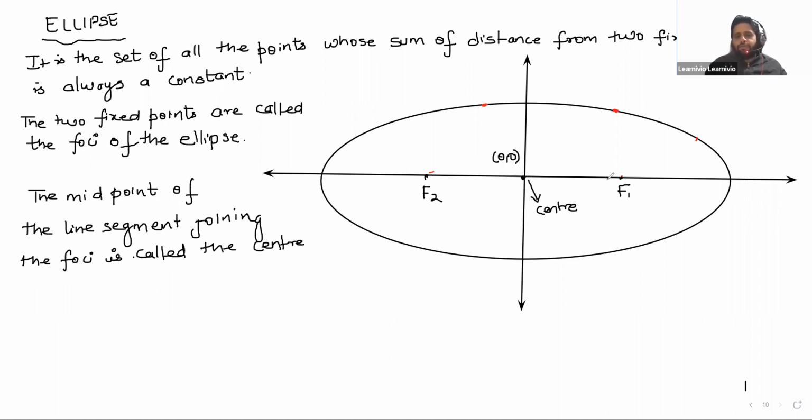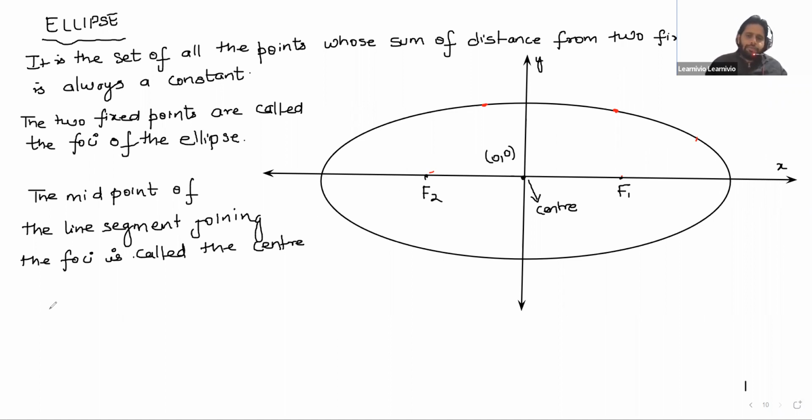So what is the center? The midpoint of the line segment joining the foci. So if we join these and find the midpoint, then we will get the center. Now in this case, we have taken the center at the origin. So in this exercise, whatever question we solve, the center will lie at the origin. This is the x-axis and this is the y-axis.